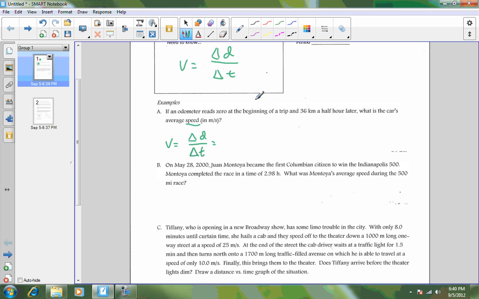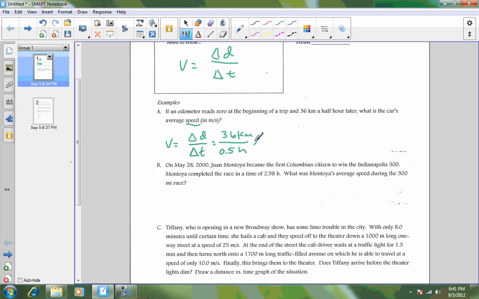And it tells us that at 0, we have 0 distance, but after 36 kilometers, we have 36 kilometers. So the total change in distance is going to be 36 kilometers. So we'll put that in for distance. The total change in time is a half hour. So for time, we can put 0.5 hours. And this would be good enough, but the problem asks us to convert it to meters per second.